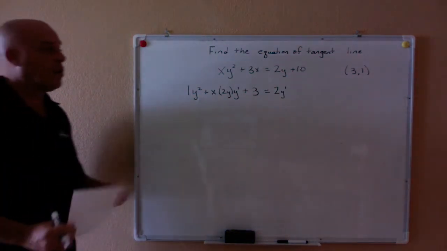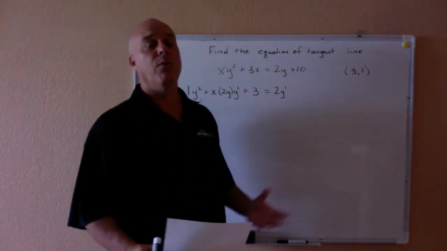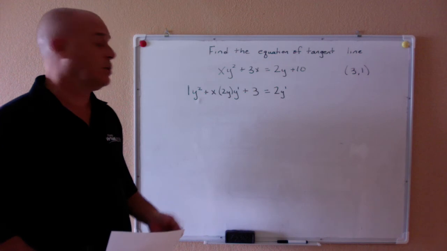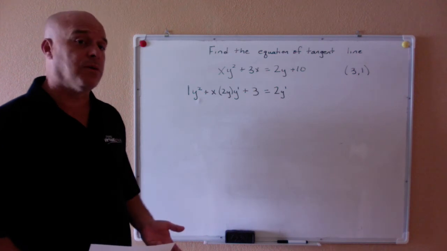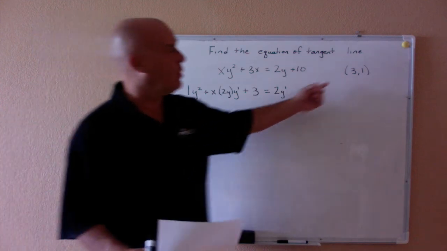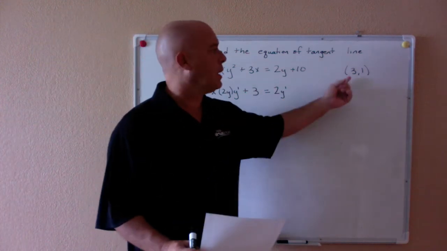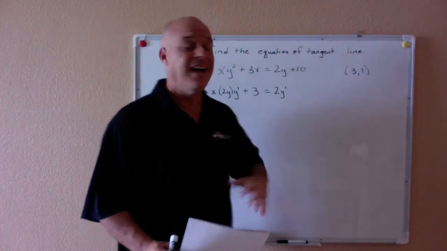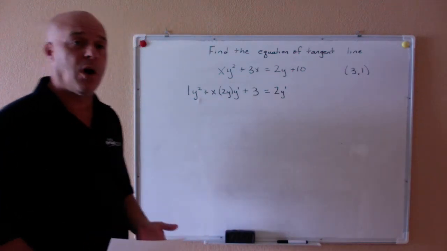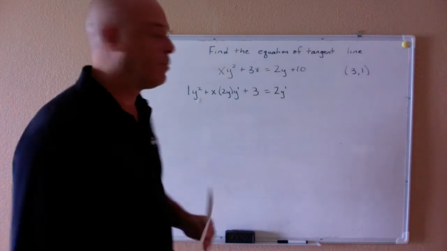Now, we can go through and solve this for y prime like what we were doing in previous lessons when we were just working with implicit differentiation. But again, I don't really care what the derivative function is. It really doesn't matter to me. And so what I'm going to do, I know the ordered pair that I'm interested in, so I'm going to plug in 3 for x and 1 for y. That's going to get rid of all of the x's and y's here and just leave me with y prime. And then I'm going to solve for y prime that way.